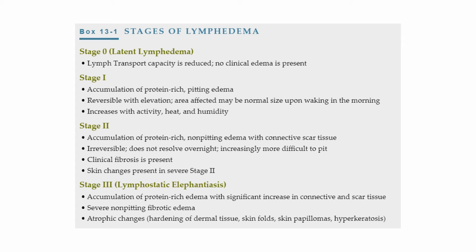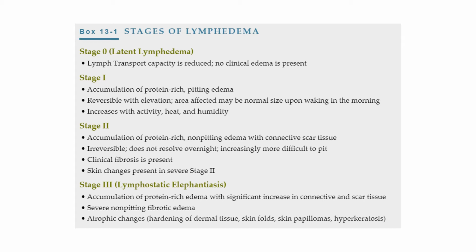In stage 1, the lymph is going to accumulate and cause what is known as pitting edema. So these may look like little pits. It kind of looks like somebody pushed in on someone's skin, and that indentation that was made just stays. Stage 1 is easily reversible with elevation, and when the person gets up walking the next morning, the area may be normal size. But as the person goes throughout the day and is walking or running, the lymphedema may increase with any type of activity, and also if it's very hot out like we experience here in Florida, heat and humidity can also trigger the accumulation of more protein causing lymphedema.